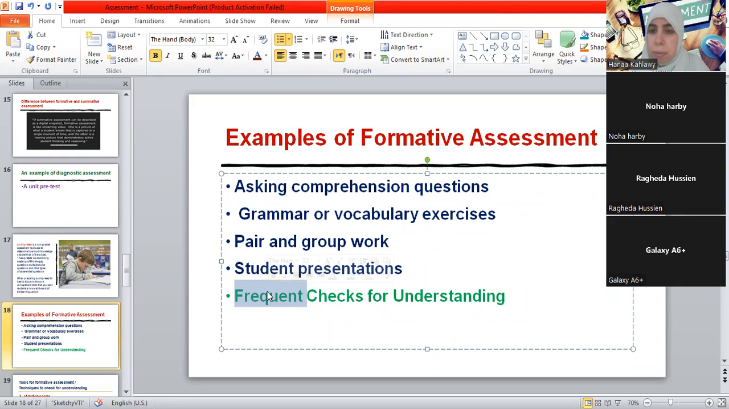Ask them to give examples. To give examples. Yeah, after giving examples, how can you check that your students get the point and they can understand you or can follow you in the lesson?